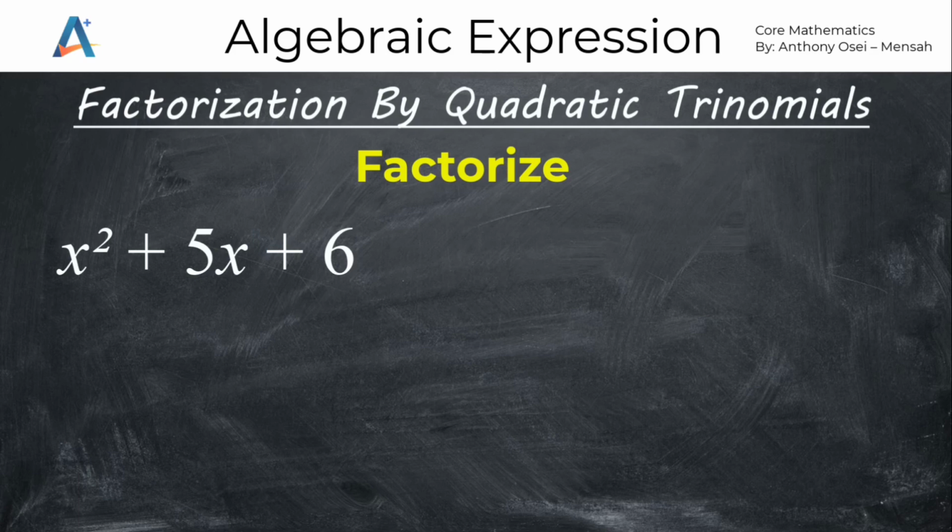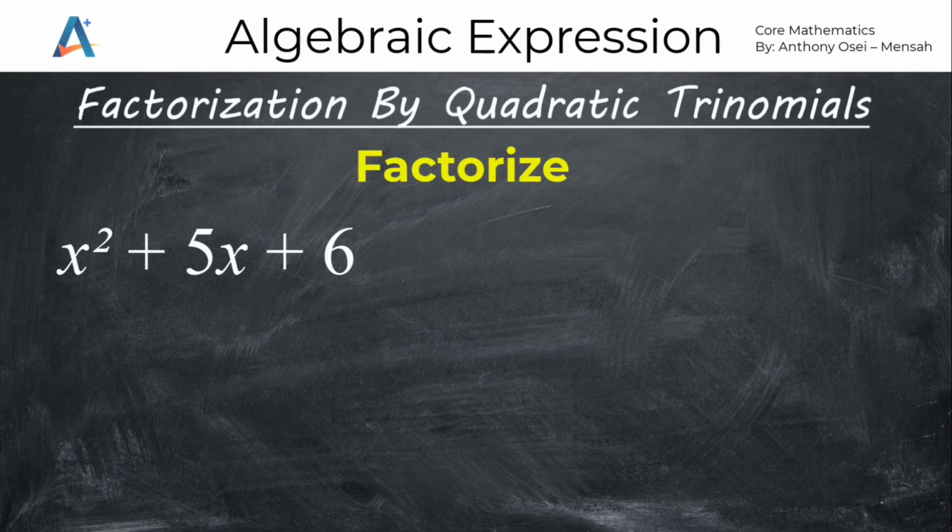But if you remember under the method of grouping, we need 4 terms to help us factorize by grouping. x squared must have its term, and then 6 must also have a term. So we need to break the middle term, which is 5x, into 2 different terms. How do we do that? That takes us to the second step.